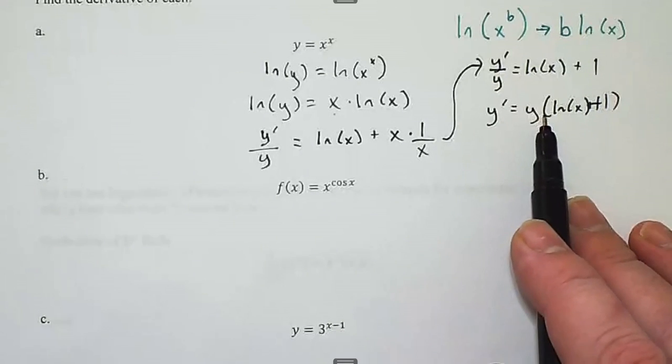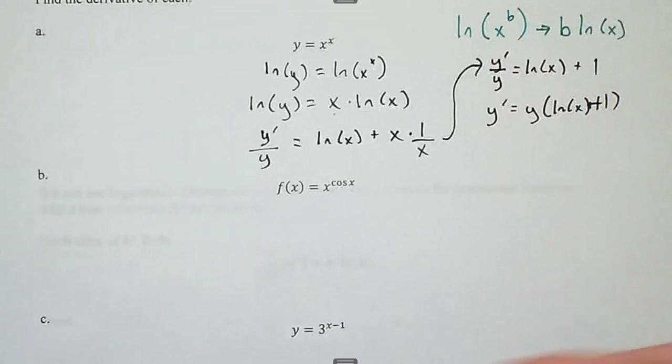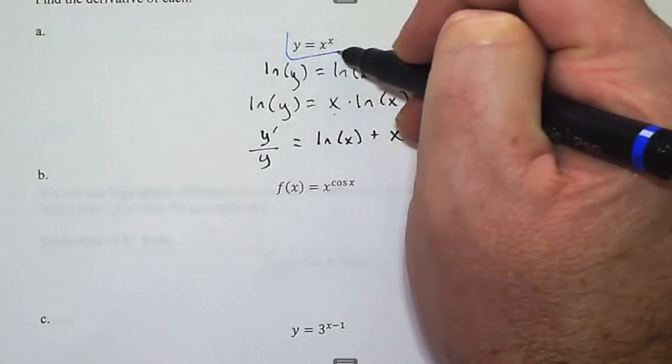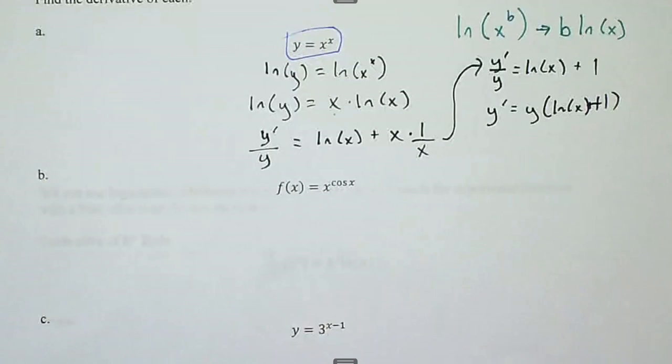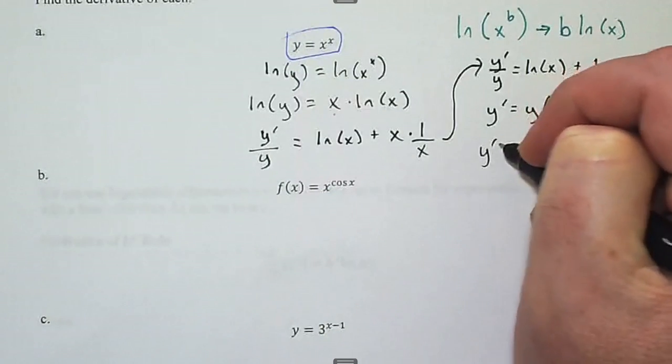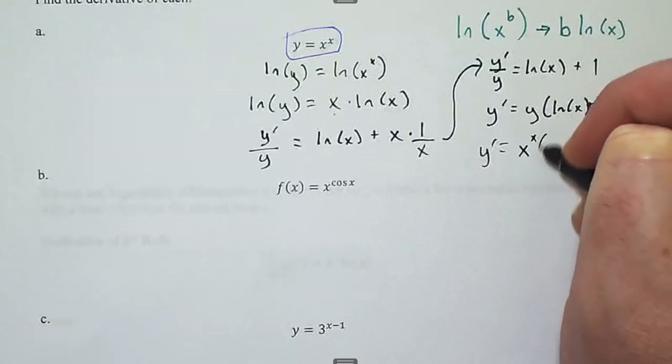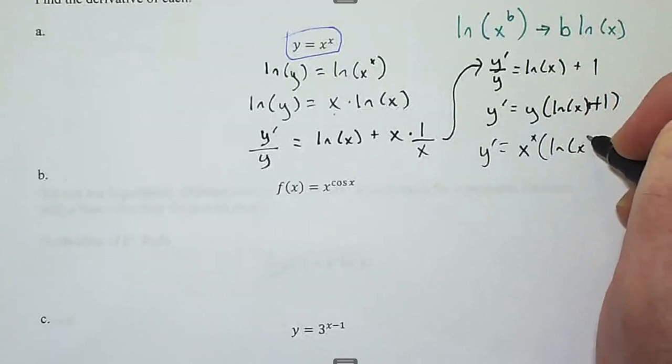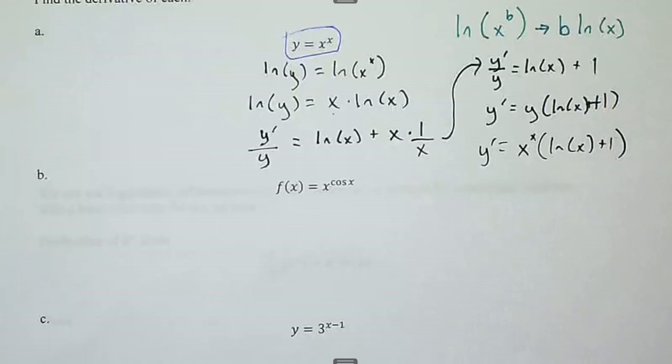But what is y? Well, we know what y is. y is x to the x. So y prime is equal to x to the x times the natural log of x plus 1. And that's the process of logarithmic differentiation.